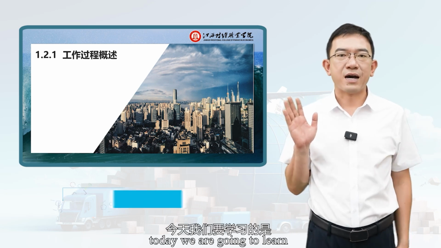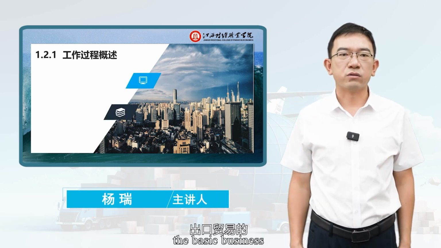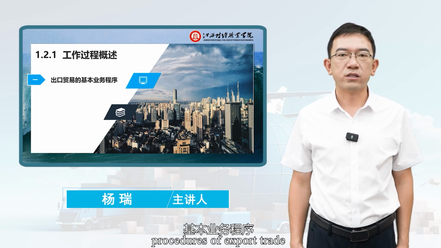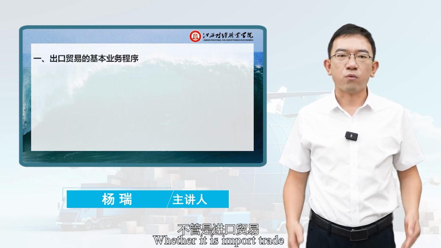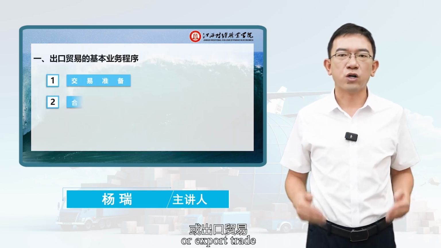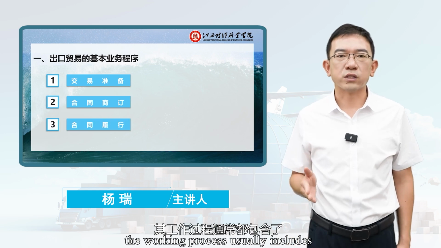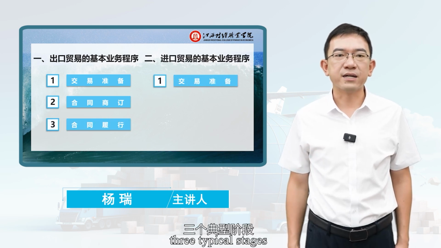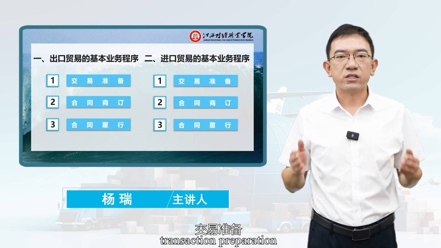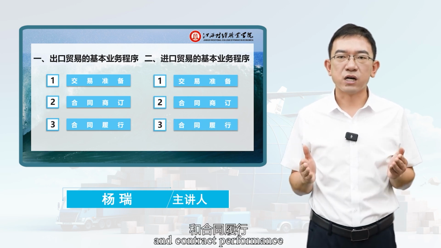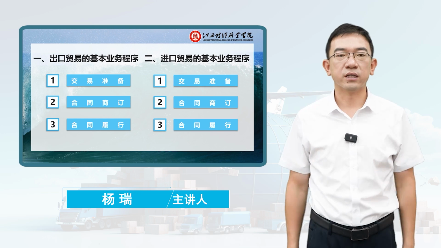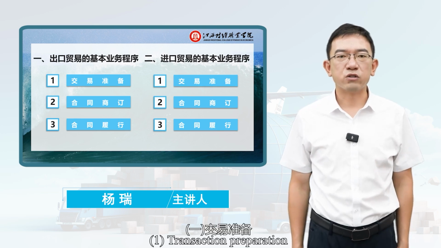Hello everyone. Today we are going to learn the basic business procedures of export trade. Whether it is import trade or export trade, the working process usually includes three typical stages: transaction preparation, contract negotiation, and contract performance. 1. Transaction preparation.